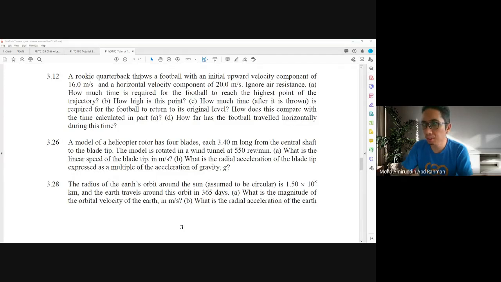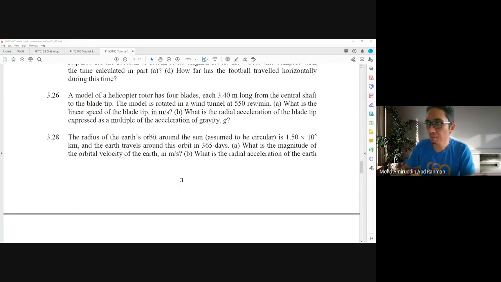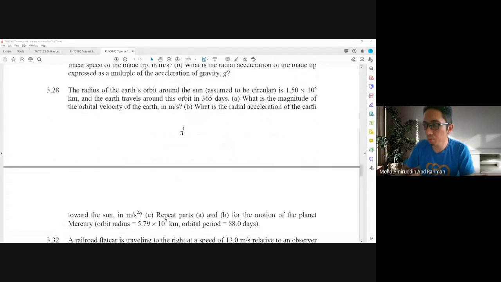The time is 2.45 second. And D, how far has the football traveled horizontally during that time? So he asks you about the distance the ball travels. It is 49 meter. Okay, so that's it for 3.12.